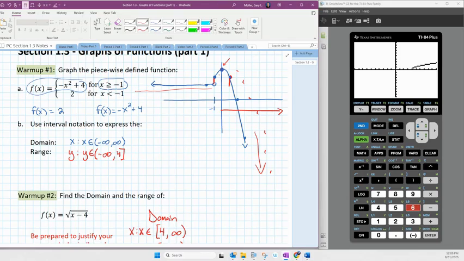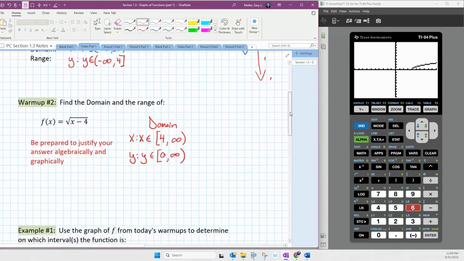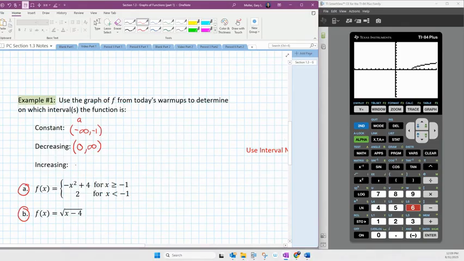And then increasing, it looks like we're increasing only in this little interval right here, and that would be from -1 to 0. Starting at -1, we start rising, and then we get to 0, we stop rising, and we turn around. All open intervals. Let's look at part B.